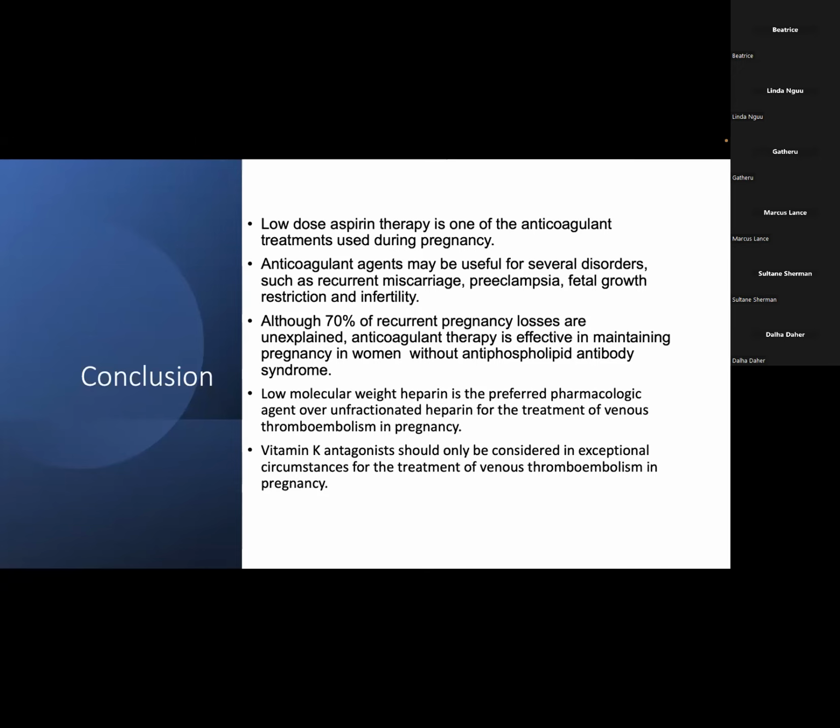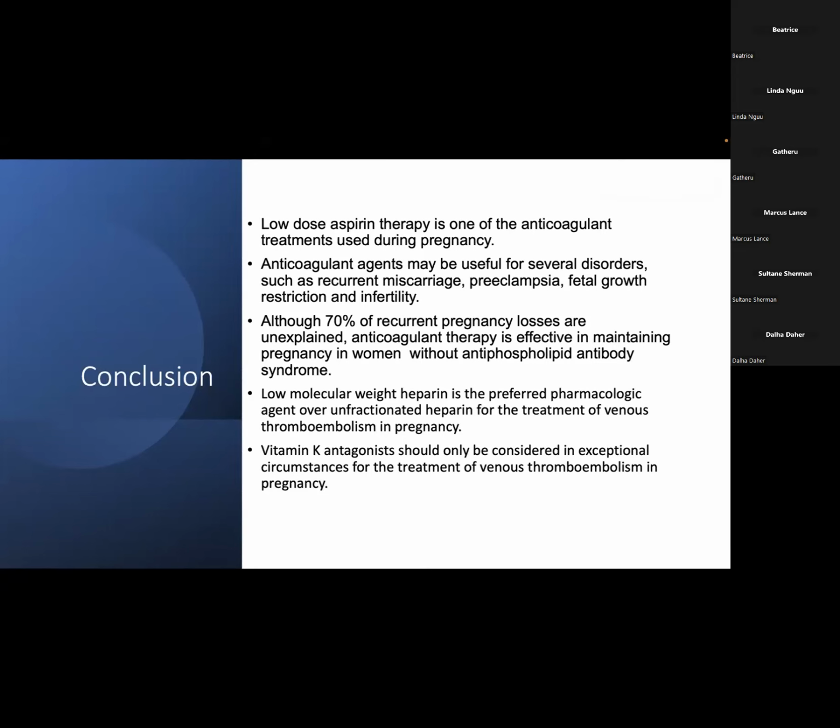Low molecular weight heparin is the preferred pharmacologic agent over unfractionated heparin for the treatment of venous thromboembolism in pregnancy. So when you are thinking of venous thromboprophylaxis in pregnancy, the first drug that should come to your mind is low molecular weight heparin.